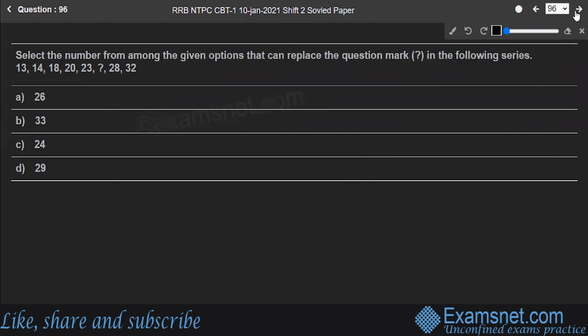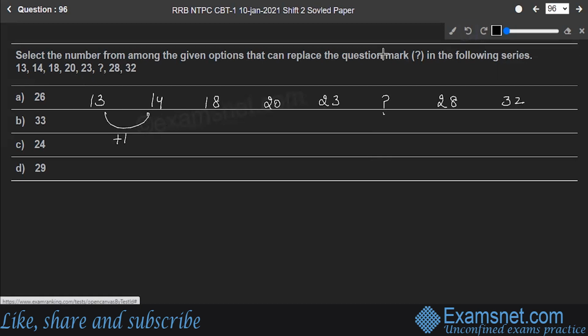Next is 96. Select the number from the given options which can replace the question mark. So here is the question mark. You have to find out what will come at its place. Let's write down the numbers. 13, 14, 18, 20, 23, question mark, 28, and 32. So plus 1. Okay. From here to here, plus 1. Plus 5. Then if you move from here to here.